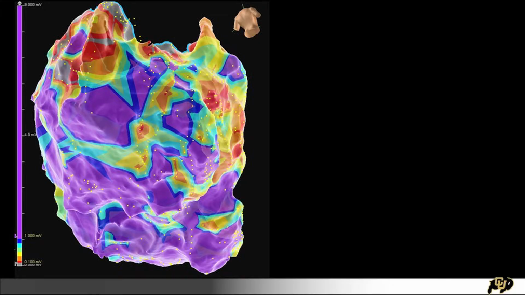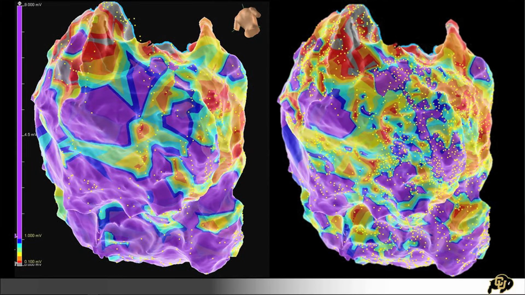This is an example of the differences in maps with point-to-point mapping compared to high-density mapping. You can see here with just the point-to-point approach, the interpolation effects are much more augmented in the normal areas as well as the abnormal areas. With higher density mapping, more points are able to be acquired simultaneously. You get much more detail with respect to the actual substrate that's present. And it is, after all, in substrate-based mapping, the most essential part with which to define our ablation strategy.